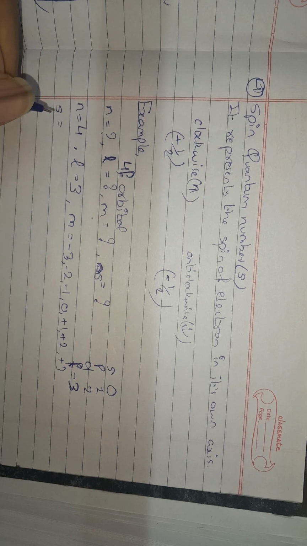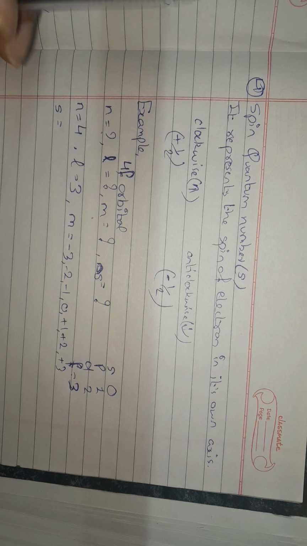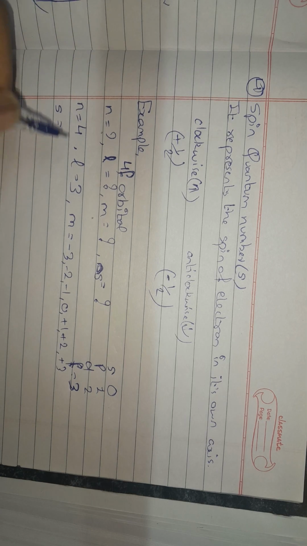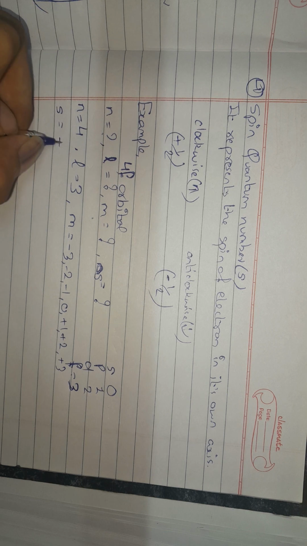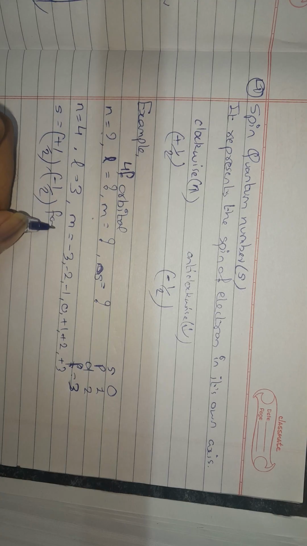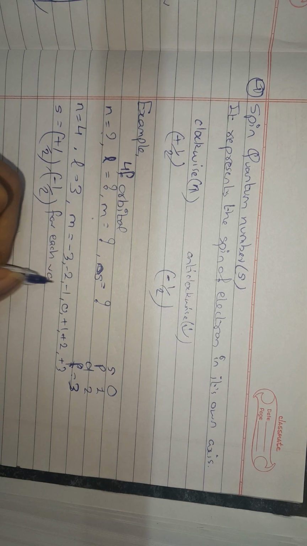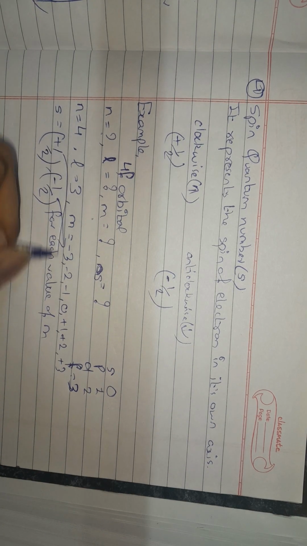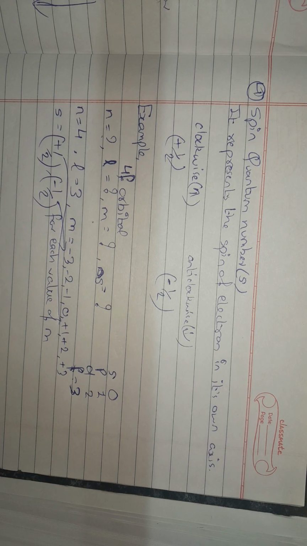As for spin, we ask in which direction they are spinning. The question hasn't mentioned in which direction the electrons are spinning, so we have to write both values: plus 1 by 2 comma minus 1 by 2 for each value of m, because minus means anti-clockwise, plus means clockwise. I hope you have got this. You have got this right.